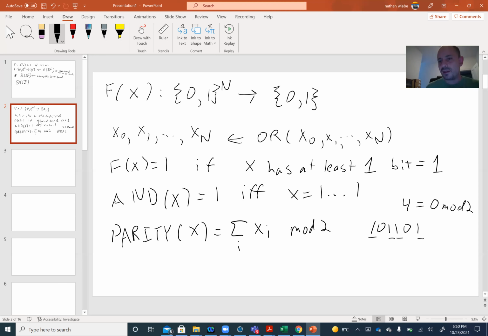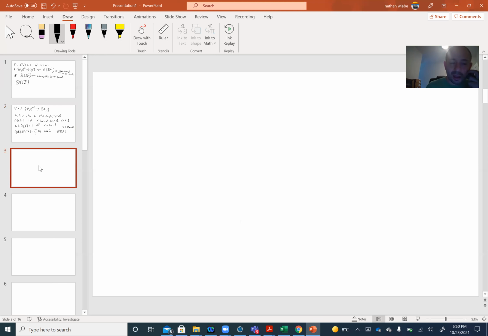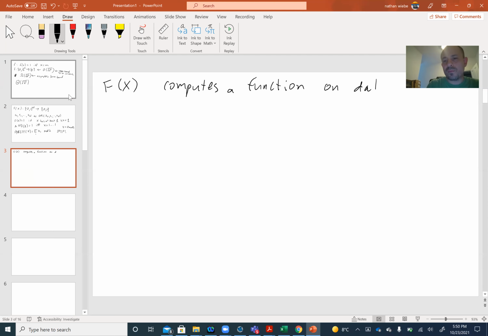Now, just to give you an idea about how this relates to the search problem which we discussed earlier, we can actually use the search problem inside this framework in the following way. We can envision that the inputs to this function f(x) compute a function on data given by an oracle.